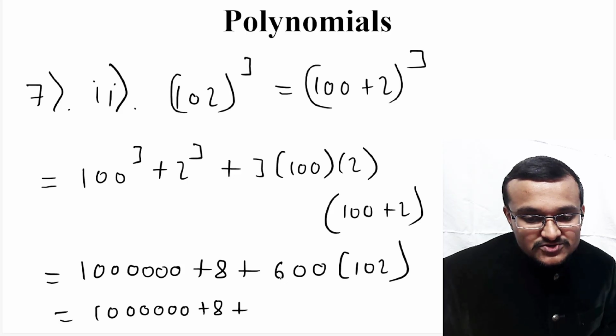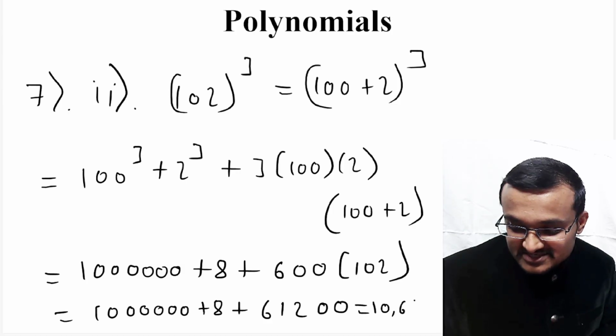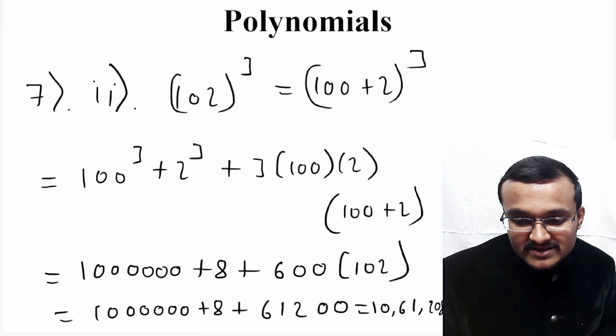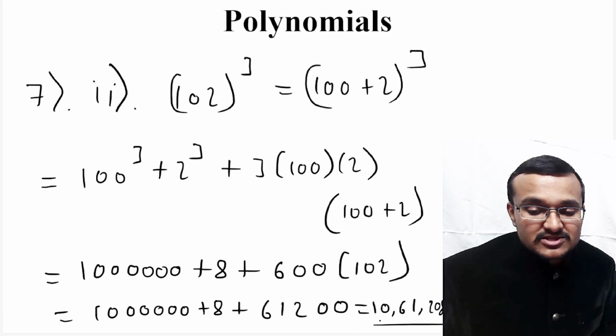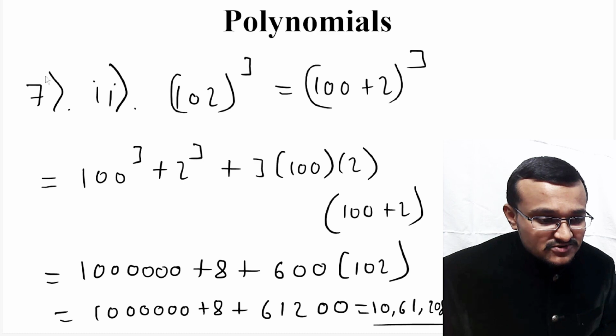So 102 into 6 you have to do. So 100 into 6 will be 600, 2 into 6 is 12. So 612 followed by 2 zeros. So now when you solve this, you will get 10,61,208. So 10,61,208 is the answer for this second question in the seventh question.